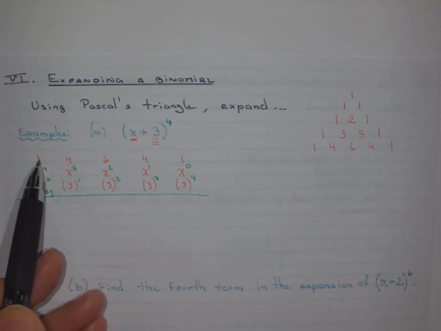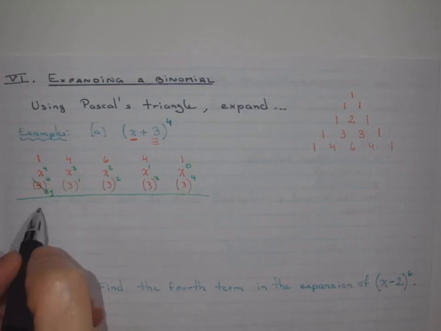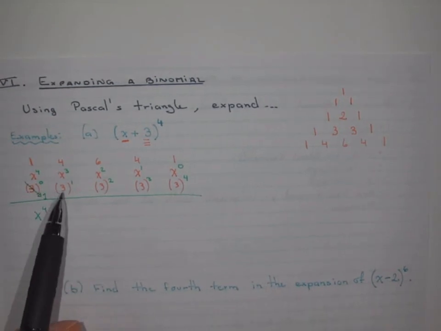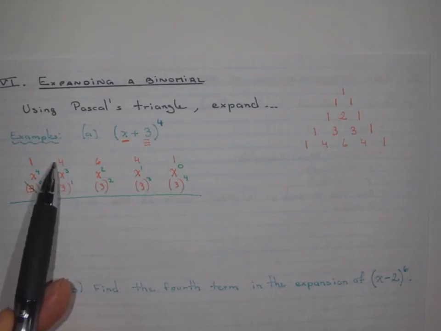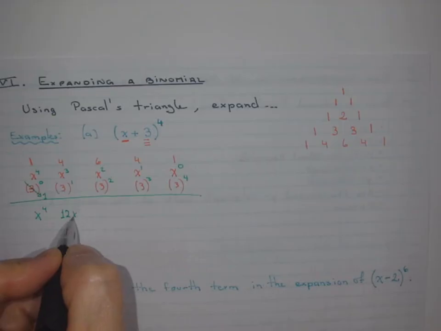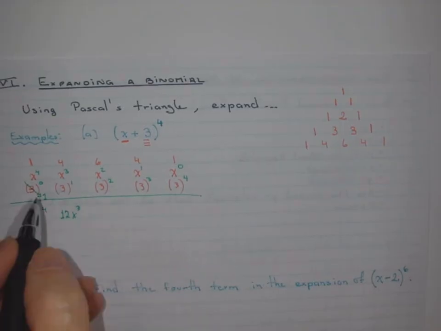So really what I have is 1 times x to the 4th times 1. That will just be x to the 4th. And then here I have 3 to the 1st power times 4. So that will be 12. And then your x cubed. And that's a positive.